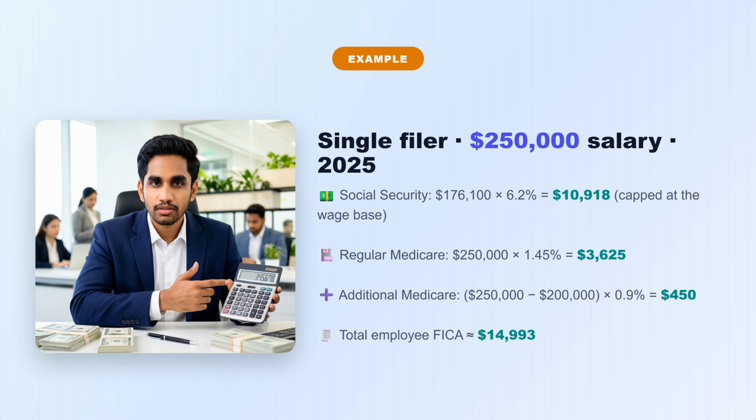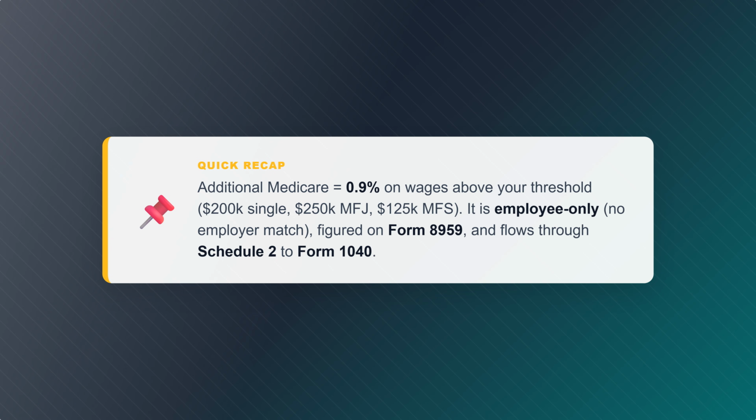A single filer earning $250,000 in 2025. Social Security is capped. $176,100 times 6.2% equals $10,918. Regular Medicare is $250,000 times 1.45%, which is $3,625. Now the additional Medicare. That's the $50,000 above the $200,000 threshold times 0.9%, which is $450. Total employee FICA, about $14,993.